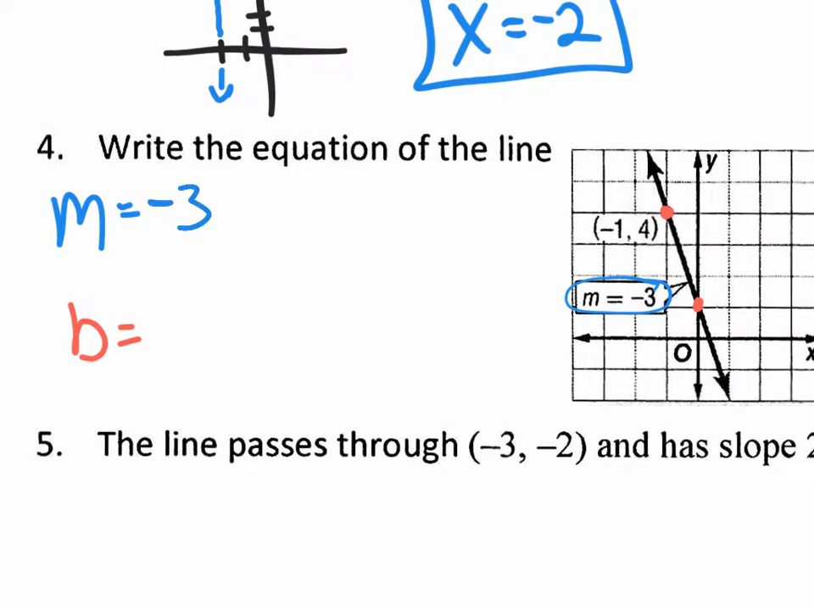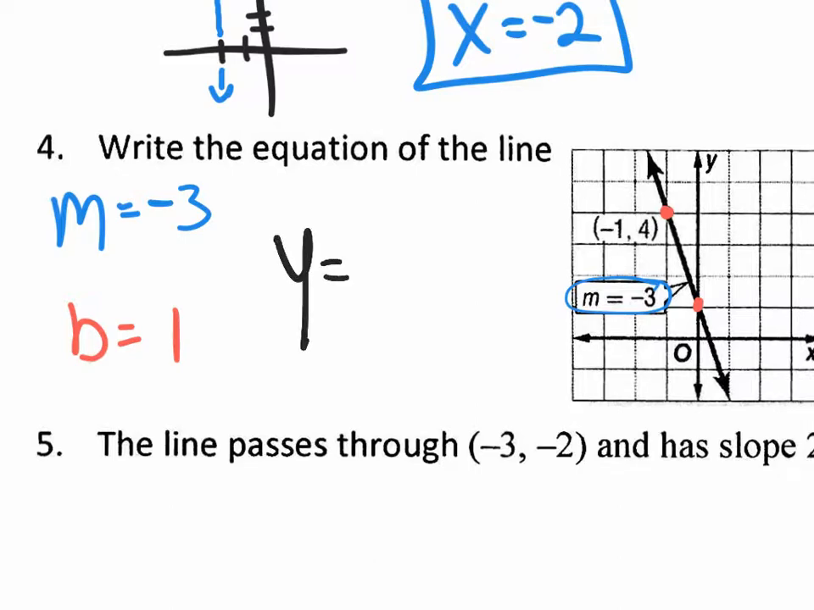And the b value is what? 1. b value is where it crosses the y-axis. Here's the y-axis. It crosses right here at the value of 1. Now they give you another point, -1, 4. But that's all you really need, m and b. And now you're ready to write the equation.